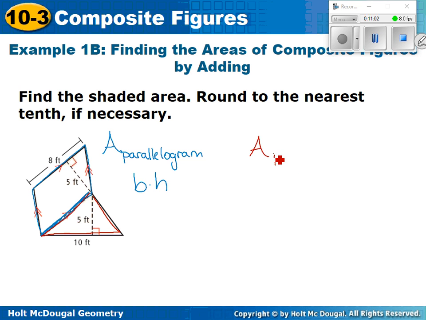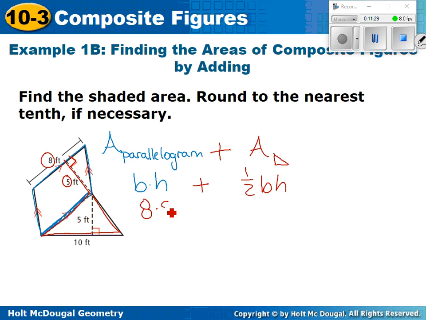So now we need to find the area of the triangle. What's the formula for area of a triangle? 1/2 base times height. And what are we going to do with these two measurements? Add them, because we're finding the area of the entire shaded figure. So back to the parallelogram. What's the base of the parallelogram? 8. And what's the height? 5. Always that perpendicular distance between your two parallel bases.